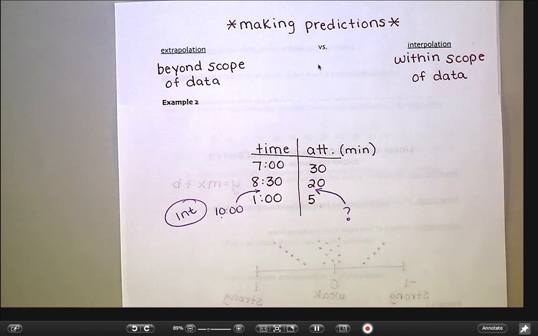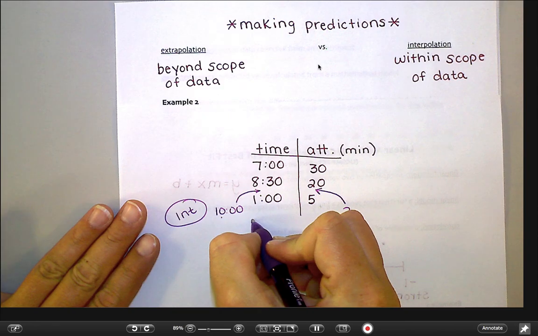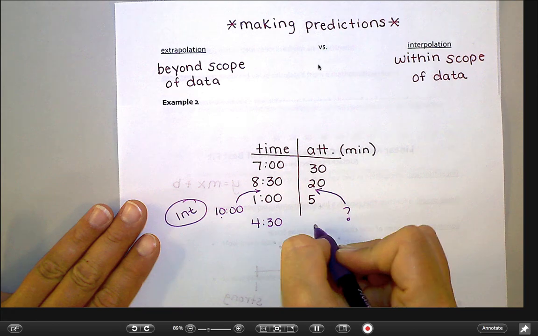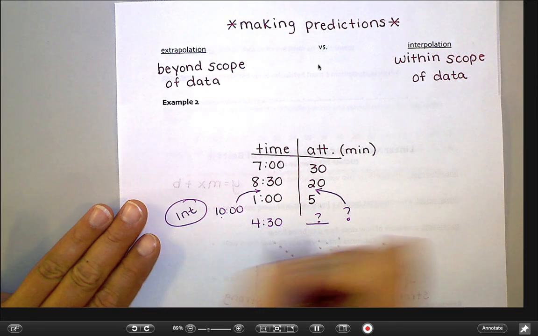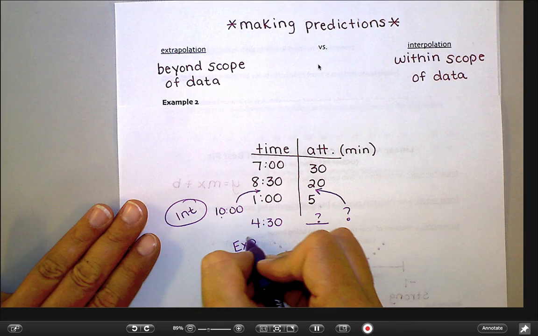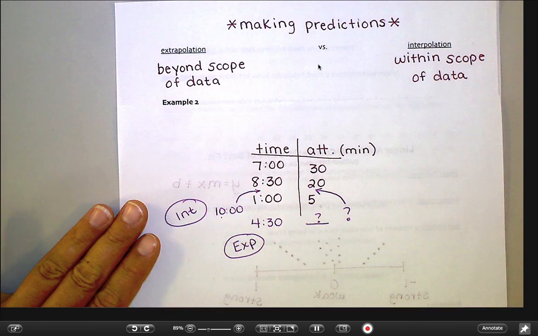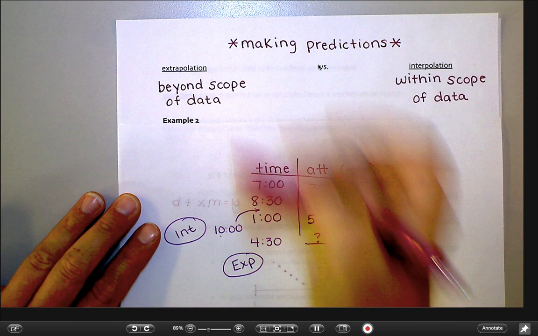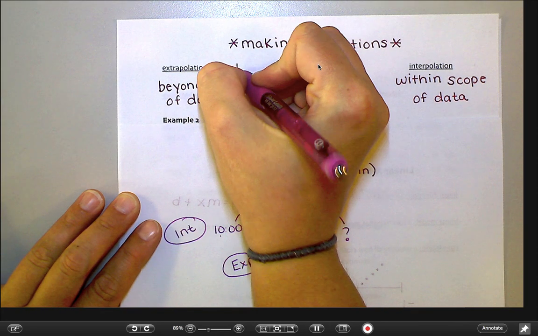If I went down here and tried to project what your attention span might look like at 4:30, let's say, and then I tried to figure out what this was going to be, that would be extrapolation. Because that's asking my data to go beyond the scope of where I stopped collecting data before. Okay, so if it's beyond the scope of your original data, if it's outside of the boundaries of the data that you had collected, that's extrapolation. And the thing you have to look out for is extrapolation is far less reliable.